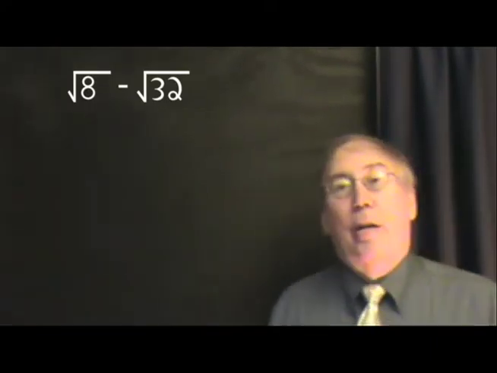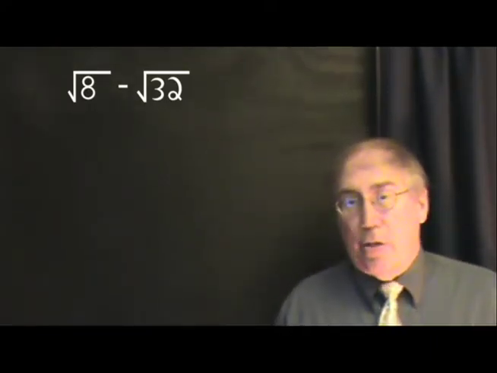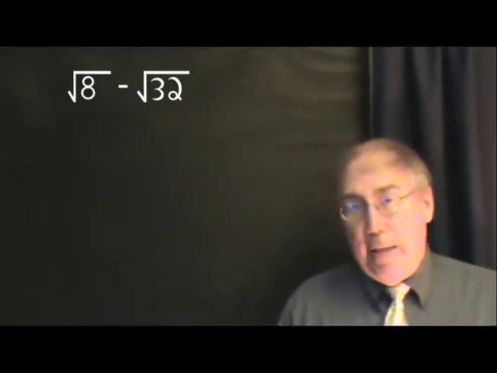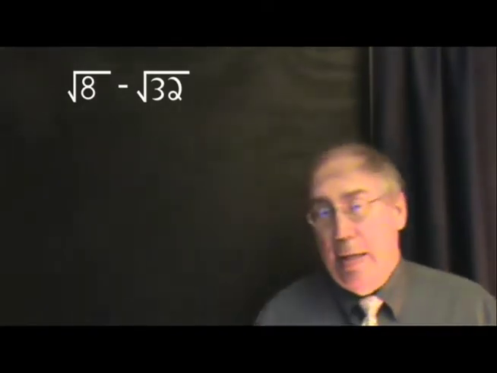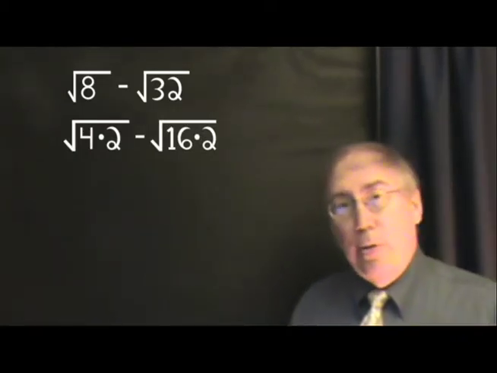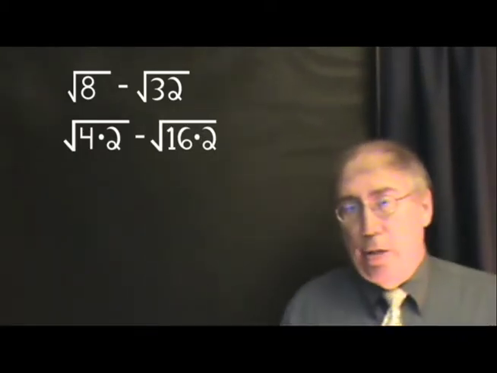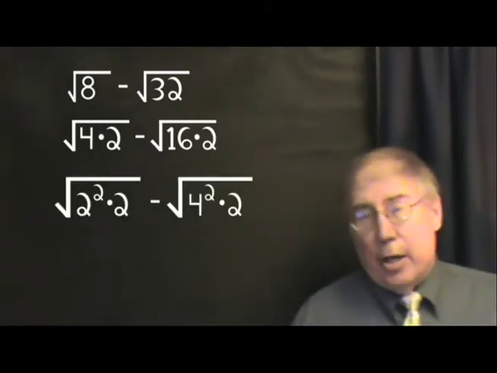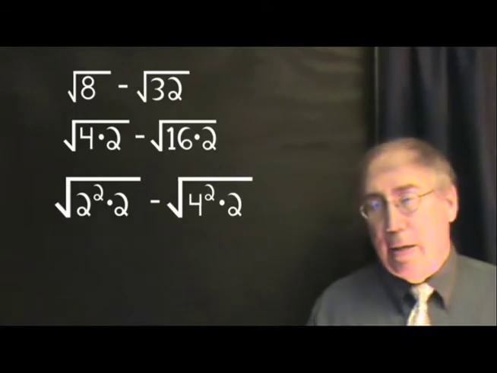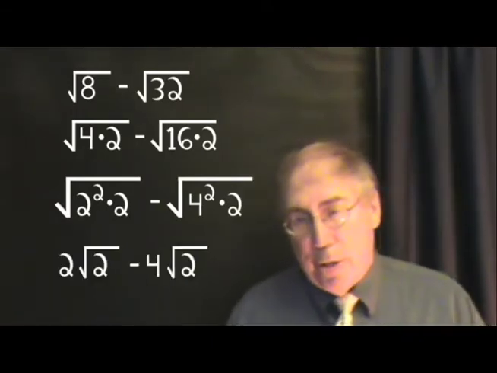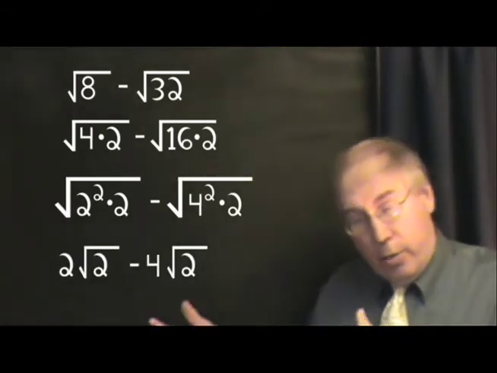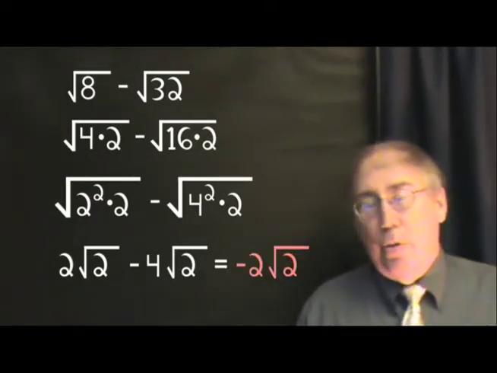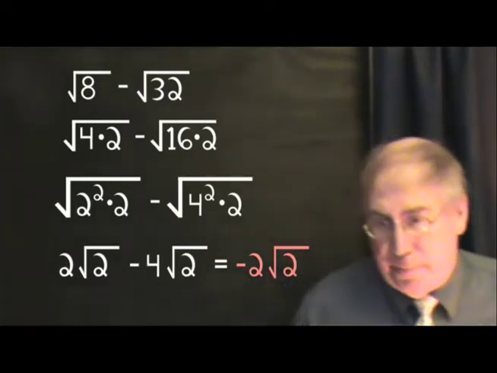Here, we've just got numbers, no variables. So we're square roots again. Look for squares. 8 is 4 times 2. And then 32 is 16 times 2. So 4 and 16 are squares. So we can pull out a 2 from the first radical, and we can pull out a 4 from the second radical. Our radicals are the same, so we can combine them and we'll get a negative 2 times the square root of 2.